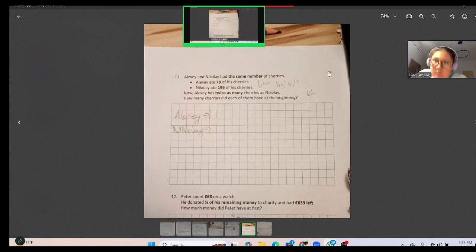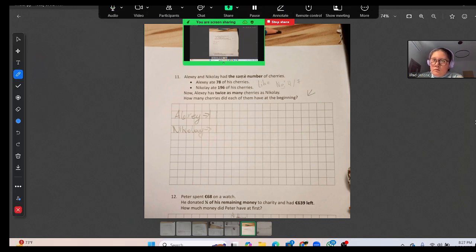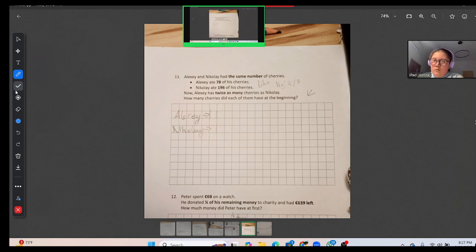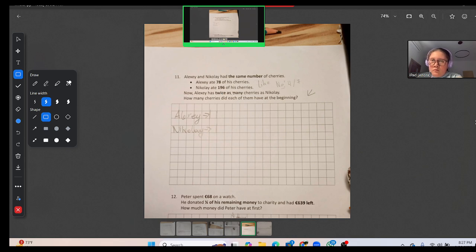So the question says Alexei and Nicole had the same number of cherries. Alexei ate 78 of his cherries and Nicole ate 196. So Alexei has twice as many as Nicole. How many cherries did each of them have at the beginning?